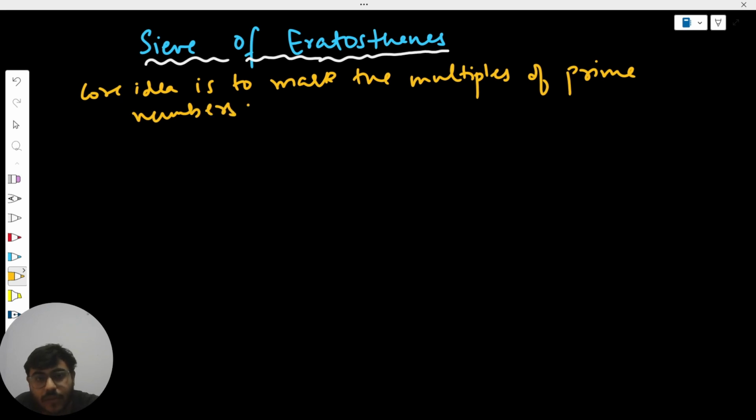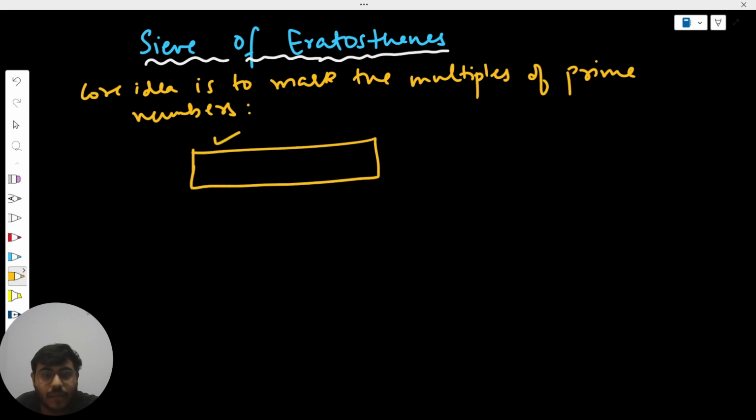Since we talked about when n is 10 to the power of 6, the previous algorithm is not going to work. So what we do is create some sort of an array, and then we keep marking the numbers as prime or not prime. After the complete process is over, all the prime numbers will be marked as true, and all the composite numbers, which are the multiples of prime numbers, will be marked as false. Prime will be marked as true, and composite or non-prime as false.